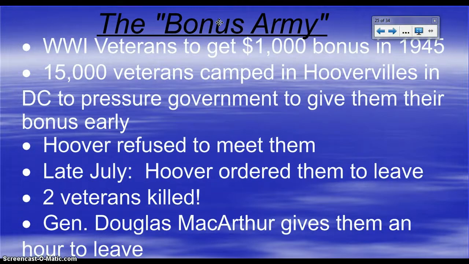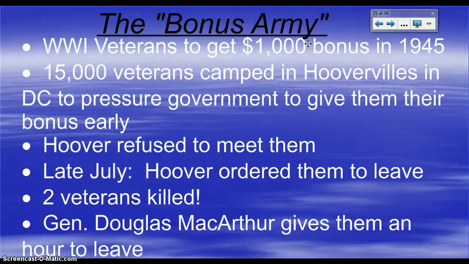So World War I veterans were supposed to get a $1,000 bonus in, ironically enough, 1945, which we now know is the year that World War II ends. Of course, they didn't know that in 1919. Well, they wanted this bonus early. They wanted it now, and so what they did was 15,000 of them are going to camp out in Hoovervilles in DC, on the National Mall, to pressure the government to give them those bonuses.